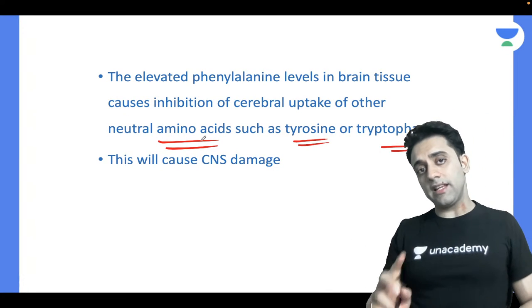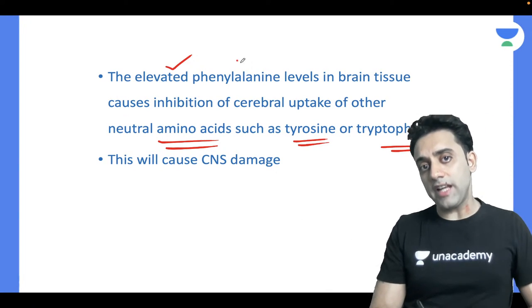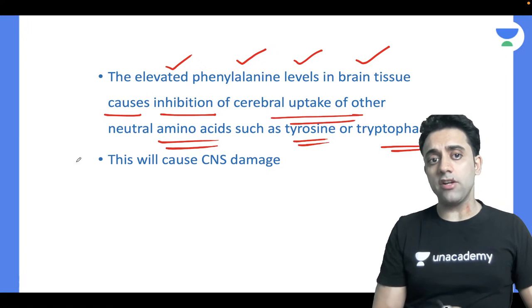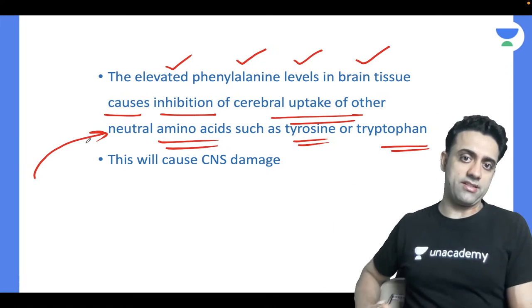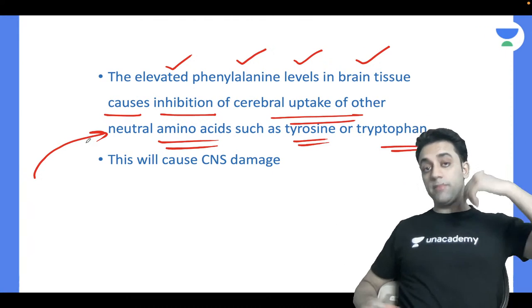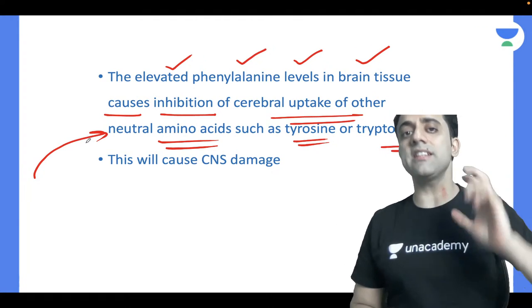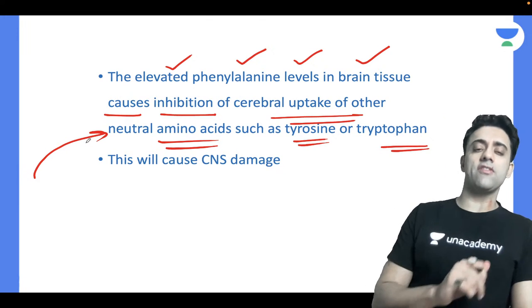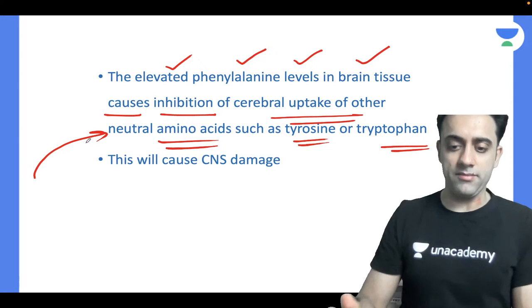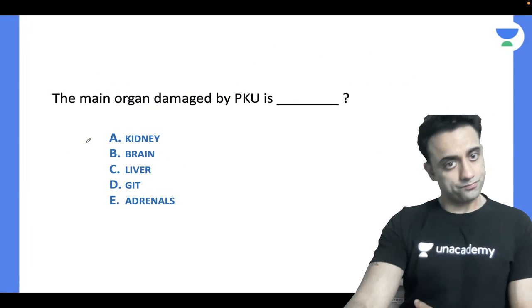I'll repeat the last line again. The elevated phenylalanine levels in the brain tissue cause inhibition of the cerebral uptake of the other neutral amino acids. When the cerebral uptake of these amino acids does not take place, that causes the brain damage, not directly the elevated phenylalanine levels. Indirectly it is, but directly the cause is the others. Okay, that you should know.